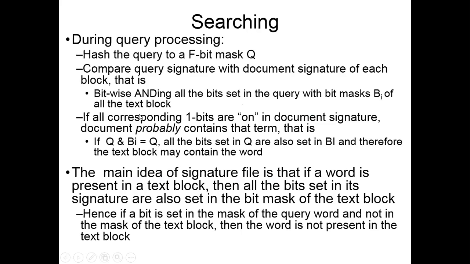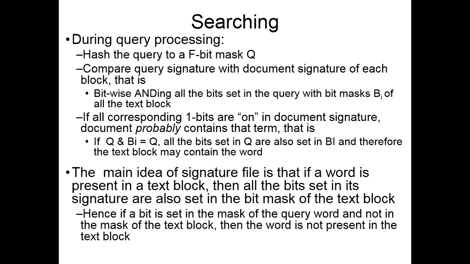How can we know whether the document contains the query or not? We compare the query signature with the block signature. When we compare the two, we AND them. Because when we AND, at the end of the day, if we get the query signature itself, that means the block contains the query. If the result of ANDing the query with the block signature is different, that means the block does not contain the query.